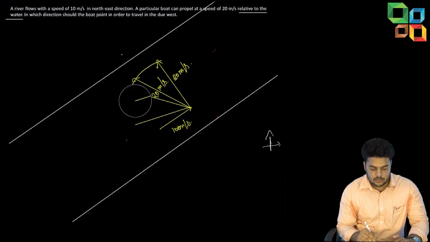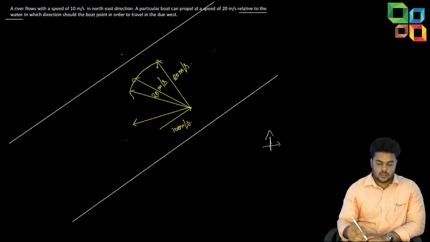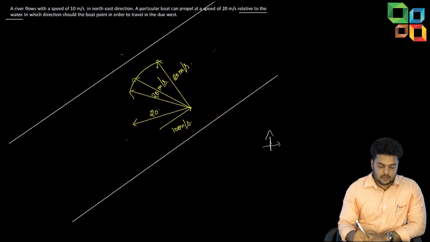Have we got the answer now? See, this is 20 meters per second, and that's the speed of the boat. Yes, correct. So this is the speed of the boat.